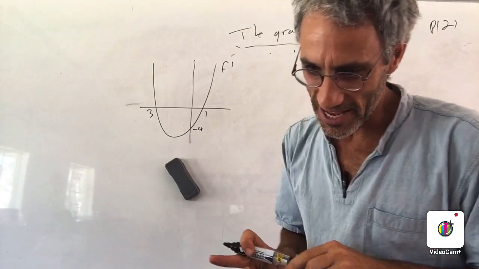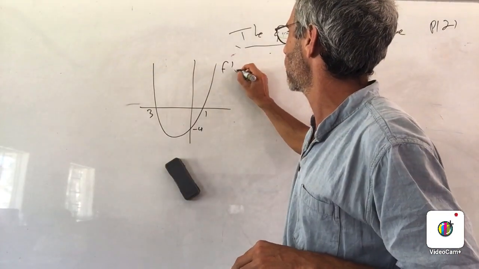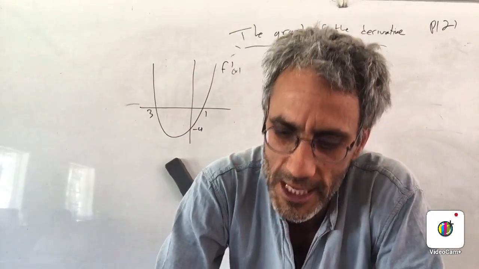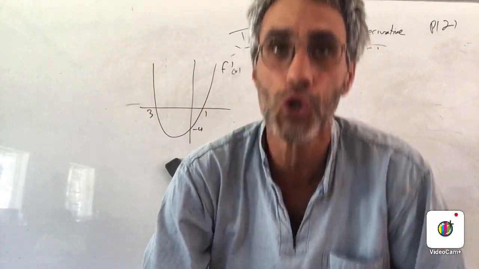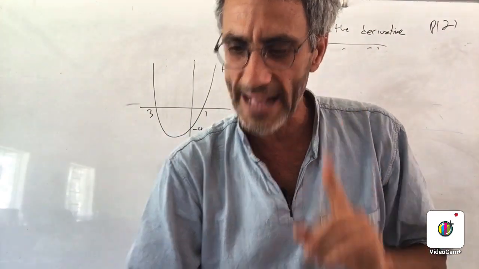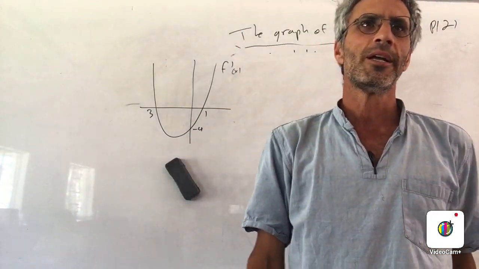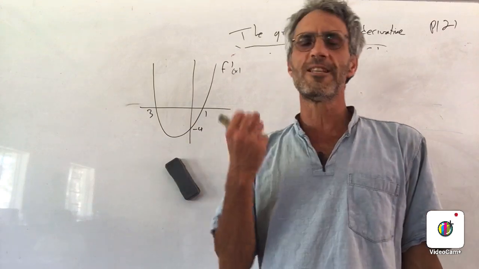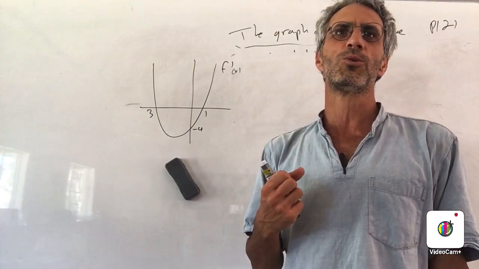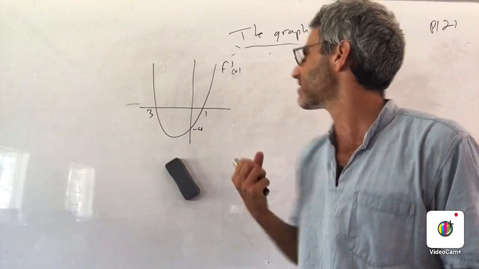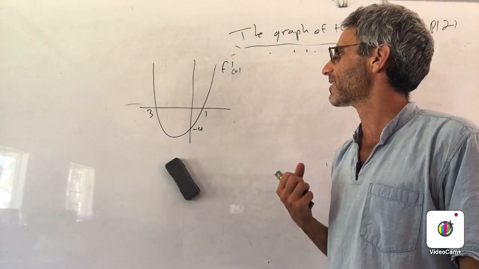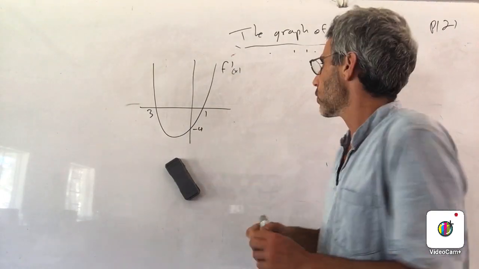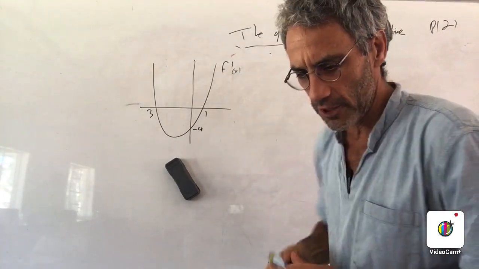Okay, I'll read it again. This is the graph of the derivative. Using this information, what is the gradient of the tangent to f, not to f prime, at x equals 0? It's a complicated way of asking you what is the derivative of f at x equals 0. It's the same thing. What is the derivative of f when x is equal to 0? Minus 4.